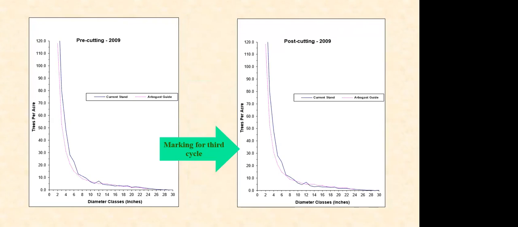And on the right now is the post-cutting stand. We're reducing it below the Arbogast level because we wanted to use something more than a 10-year cutting cycle. Notice that I did not cut trees on the very left-hand side. We know from past experience that trees less than about 5 inches, we're going to lose 15 to 20% of those to logging damage. So I didn't mark any of those trees.